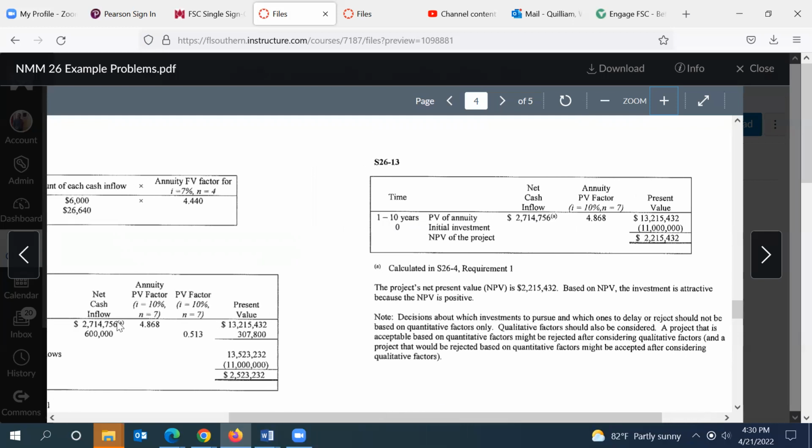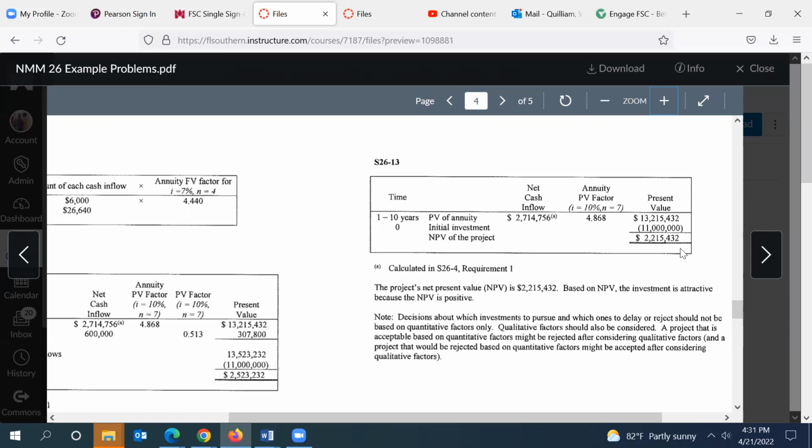$2,714,756. Again, we used it in this problem. Annuity present value factor still the same. So the present value of that annuity is still the same, $13,215,432. The difference is, again, we have no residual value, so that just goes away. So we compare this, the initial investment of 11 million, net the 2, and we've got a net present value of this project of $2,215,432. So again, not quite as high as in the first one, because we're saying no residual value.